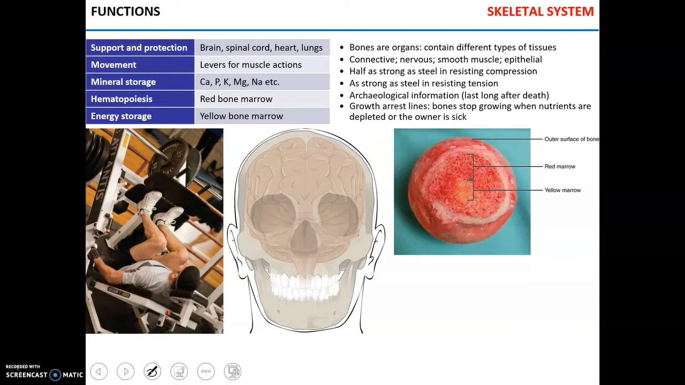So first and foremost, the skeletal system is critical for support and protection of organs such as the brain in the cranial cavity, spinal cord in the vertebral cavity, heart and lungs in the thoracic cavity behind the ribcage. It is essential for movement, since muscles that are attached to the bones contract and pull on the bones. Bones are essentially the levers for movements that muscles are involved in.